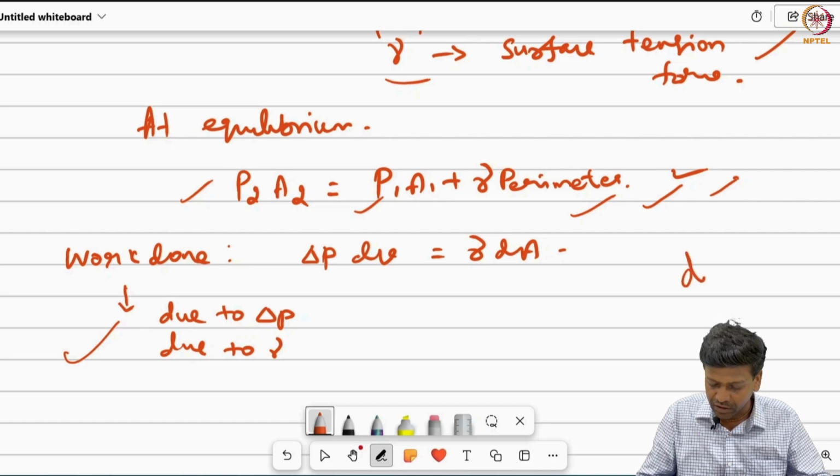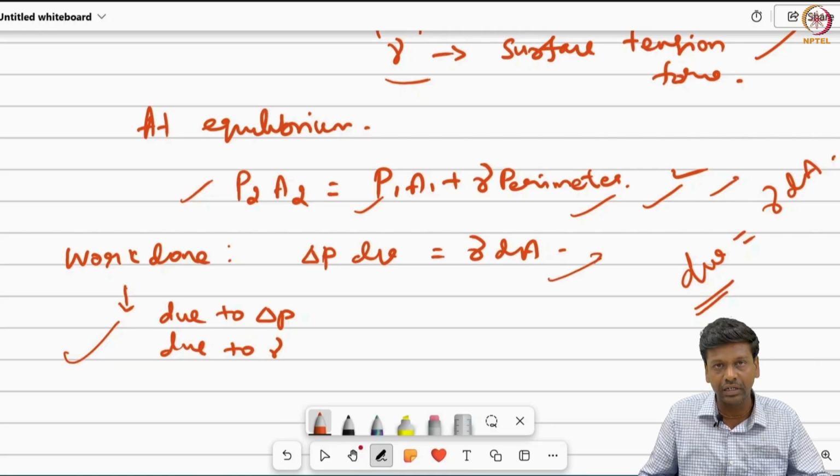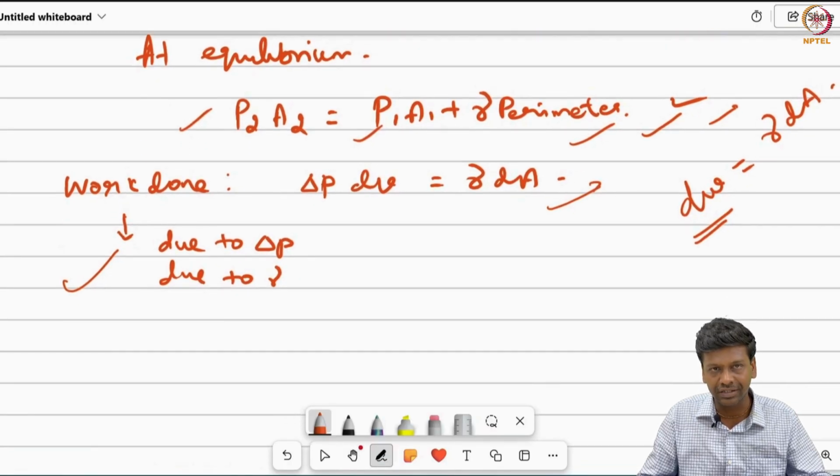So we know simply the work done is nothing but gamma dA, okay? And this work done can also be expressed in terms of the change in pressure and change in volume, which is nothing but delta P into dV. If this is going to be our governing equation, then how can we get a relationship between pressure and gamma in a more compact form, right? This is a differential equation, but we need to obtain a general equation in a more compact form.